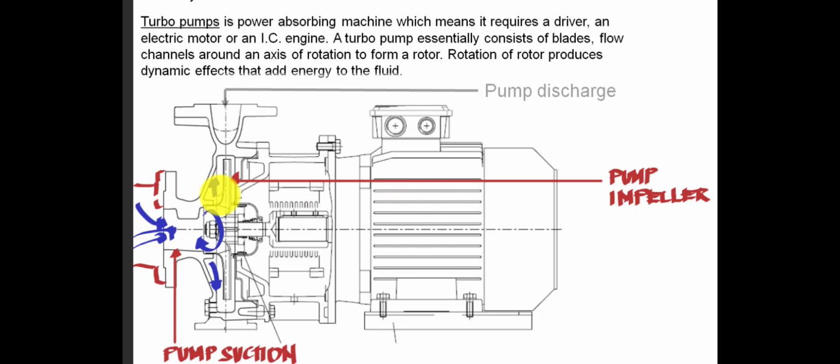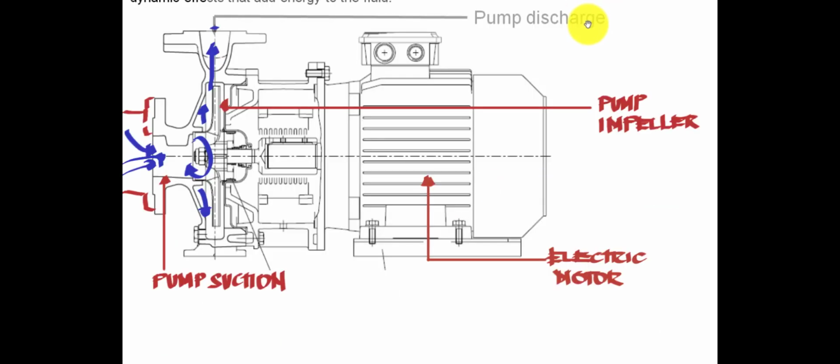So the water increases its velocity, and as it increases, the fluid's pressure increases. The pressure builds up here, then it will be discharged at this port. That is the pump discharge that we have at this side. Then at this part is our electric motor. So it adds to the pressure of the system. That is the main function of the pump.